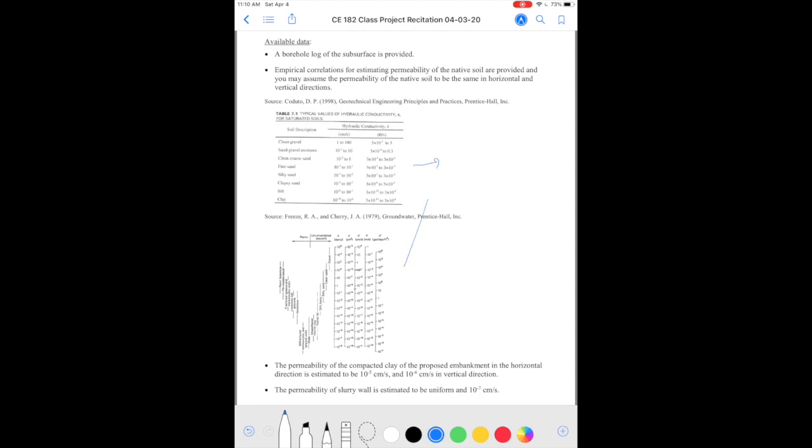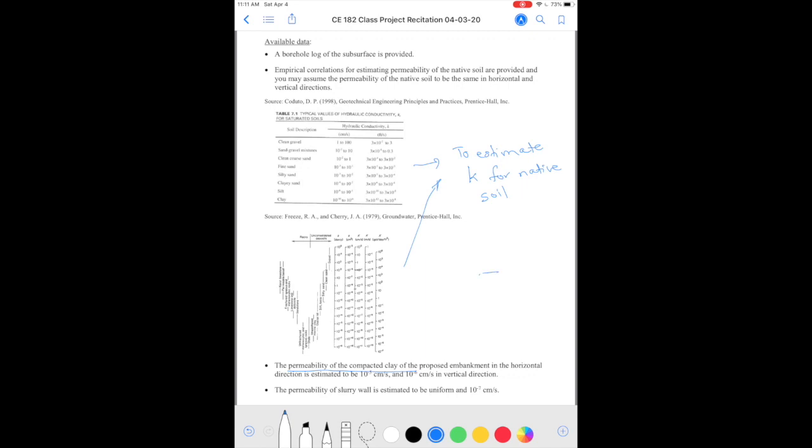Okay, so you are going to use these tables to estimate hydraulic conductivity or coefficient of permeability for native soil. Then it is given that the permeability of the compacted clay of the proposed embankment is estimated to have horizontal permeability of 10 to the negative 5 centimeter per second and 10 to the negative 6 centimeter per second in the vertical direction.